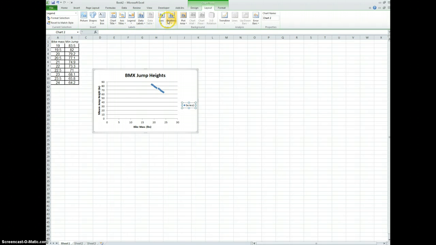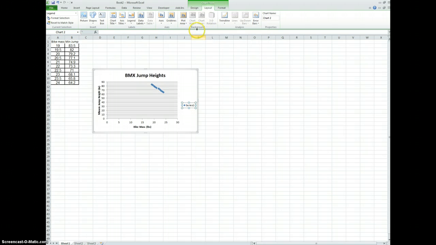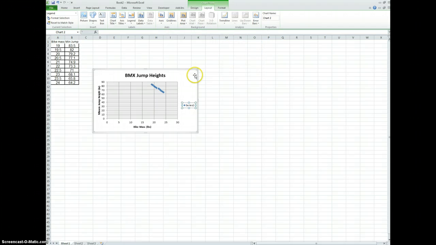Let's go and look at our grid lines. For horizontal grid lines, let's show major and minor. And then for the vertical grid lines, let's show just the major ones. Alright, so now it's a little easier to see things.